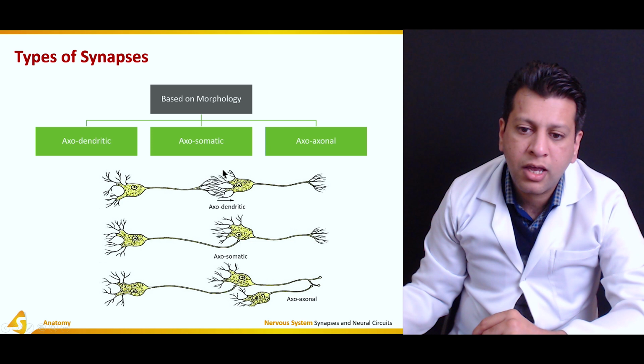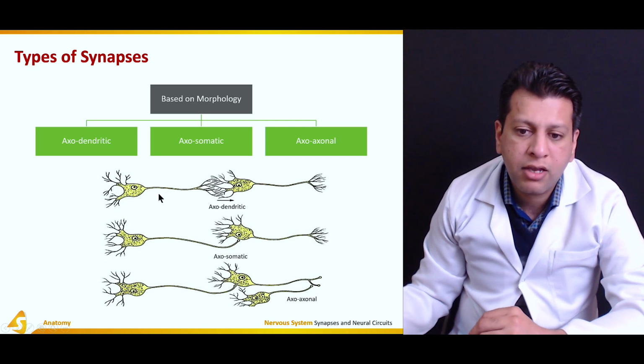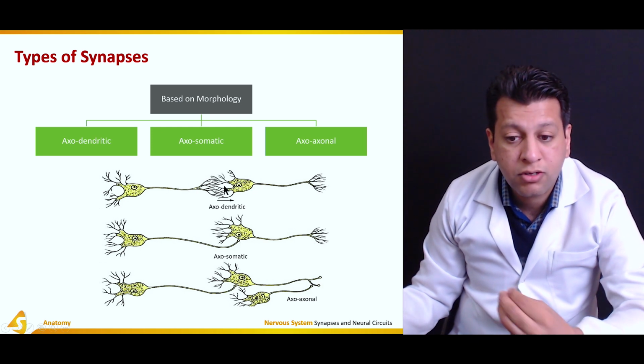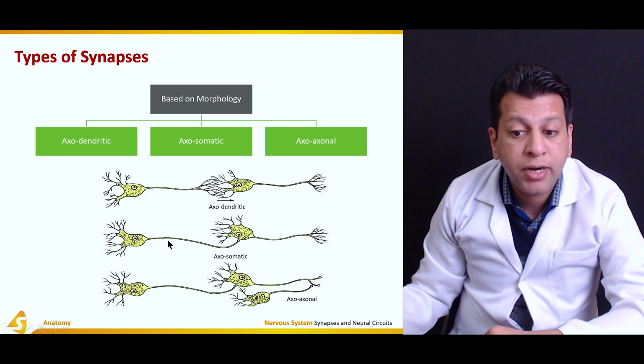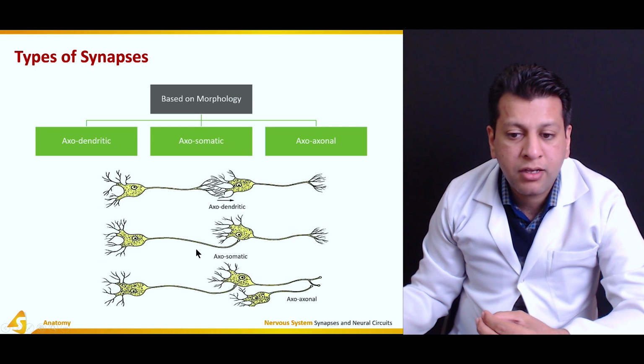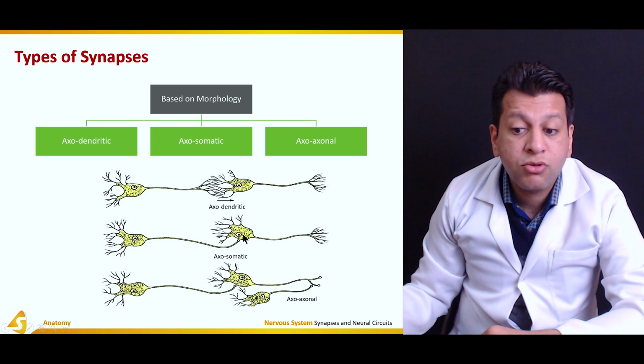So this synapse of this neuron with this neuron is axodendritic, because the axon is dividing and synapsing on the dendrites of another neuron. It could be axosomatic. Then the axon comes in and instead of synapsing on the dendrite, it synapses on the cell body of another neuron. This is axosomatic, as you can appreciate over here in this diagram. It could be axoaxonal.